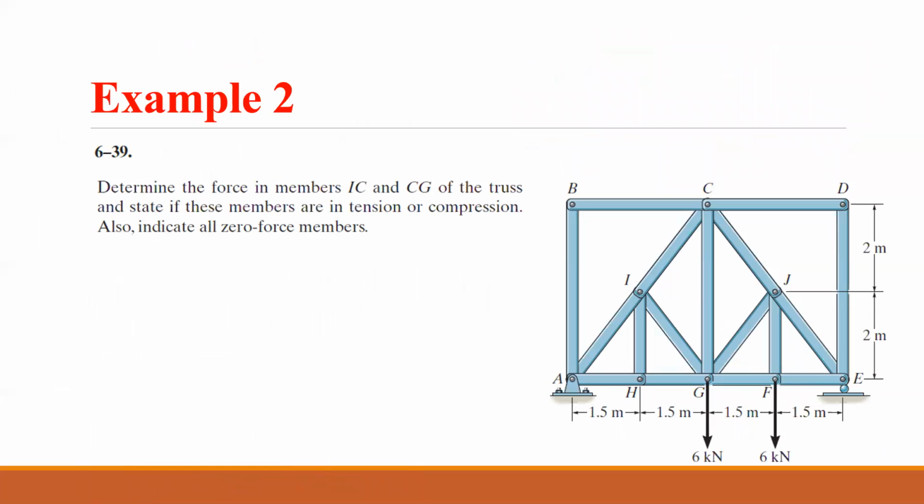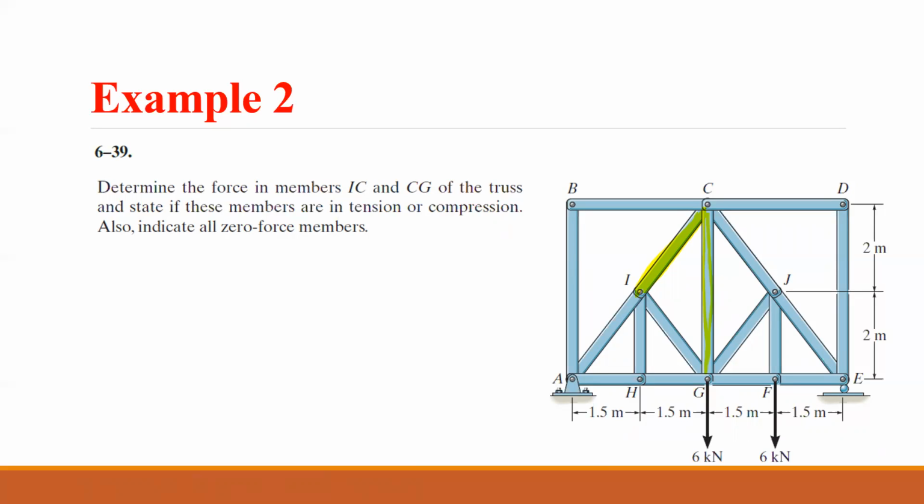In this example, it says determine the internal force in the member IC, which is this one, and CG, which is this one, of the truss, and state if these members are in tension or compression. Also indicate all zero force members.